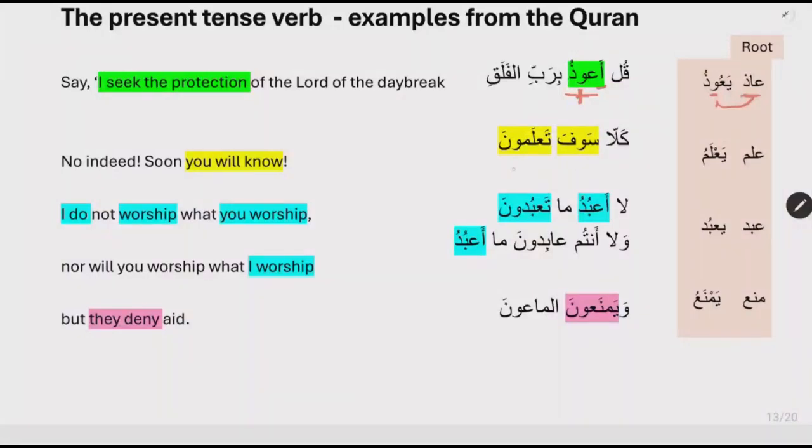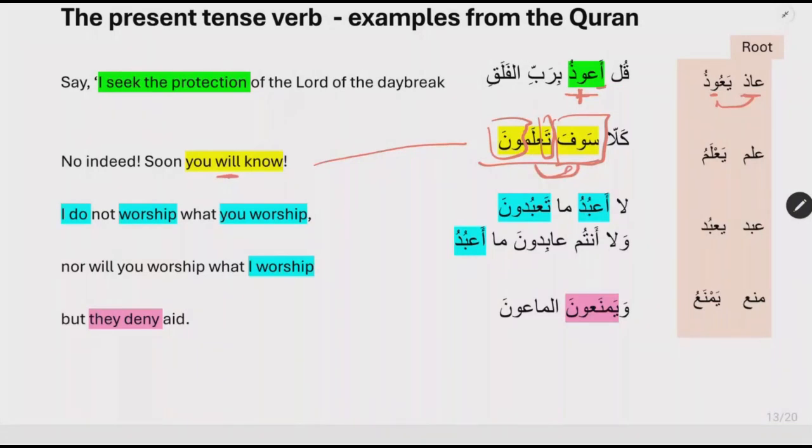All right, in this one here, Sofa Ta'alamun, we said the ta and the una show the masculine plural. Soon you will know. Okay. And the sofa, we said, is the future tense. Right? To show future, we said you can add a sin to the word or sofa as a separate word, and that gives you future tense.